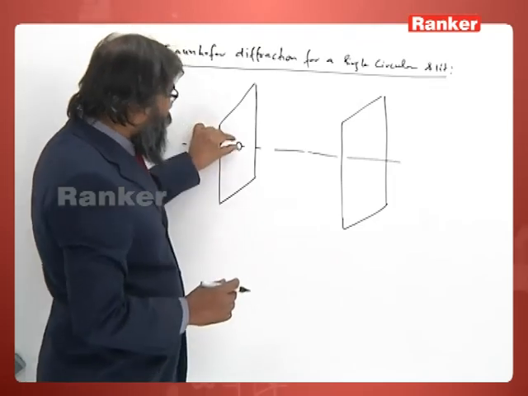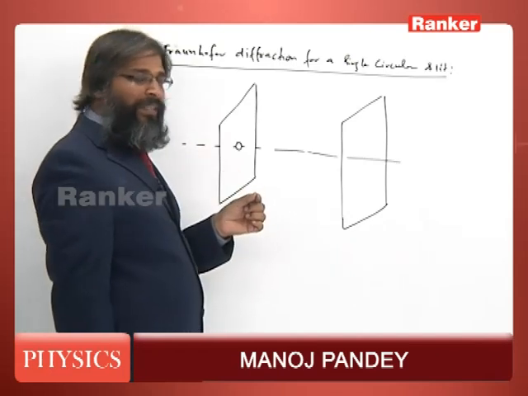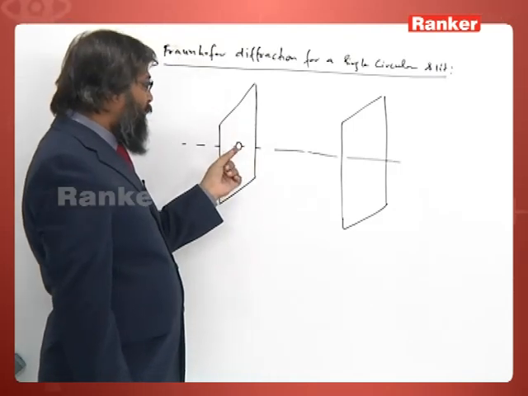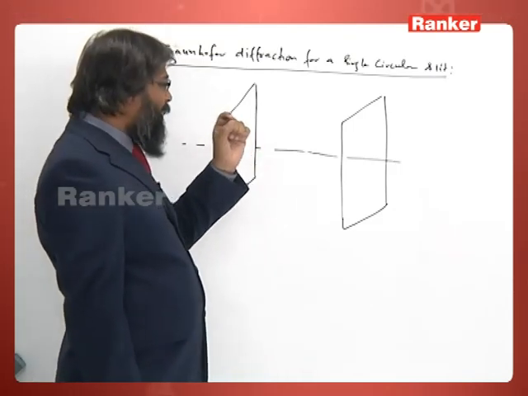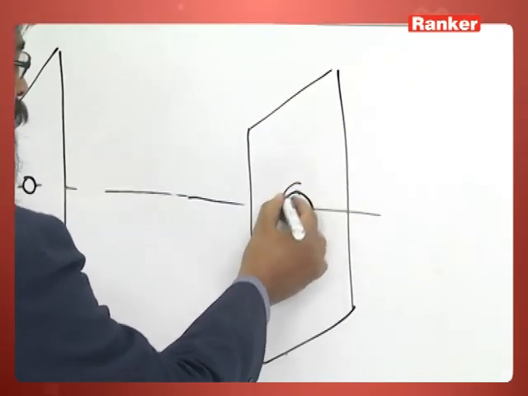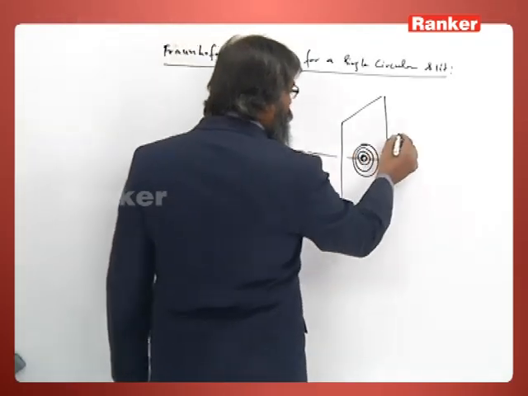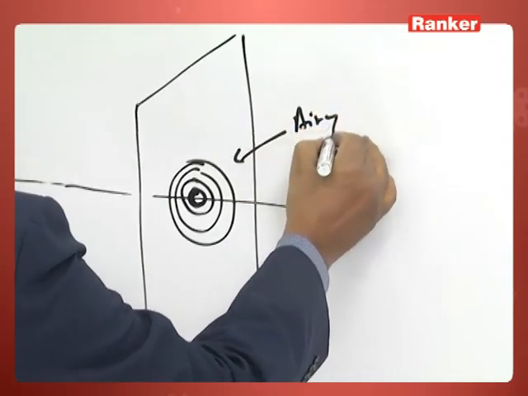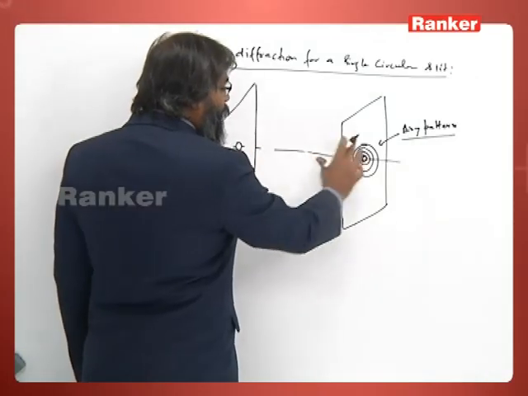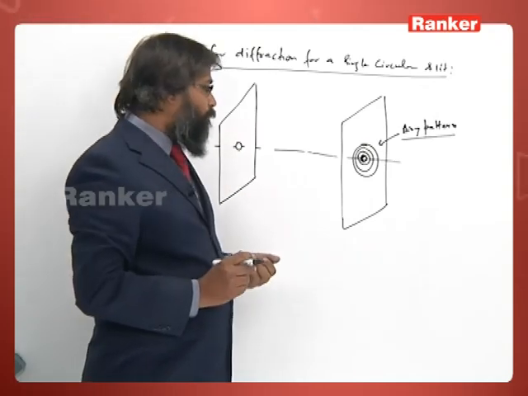But if this circular opening is very small, we call it a pinhole. That means the hole is like one created when a pin is used, small in size. Then what we get is a disc-type image, which is called the Airy pattern. This is the interference pattern due to this circular opening.